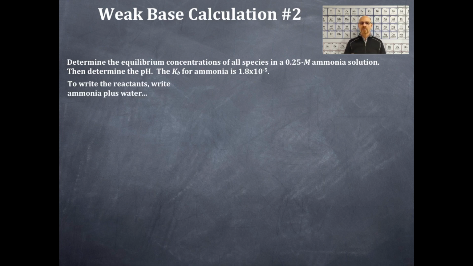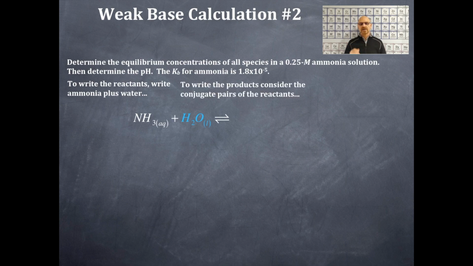We're going to write the reactants, ammonia plus water. Ammonia is NH3. We're going to write water as H2O or HOH; it really doesn't matter. I have ammonia as NH3, which is aqueous, and I have the water, which is a liquid. Again, we're talking about water as a liquid. That's very important.